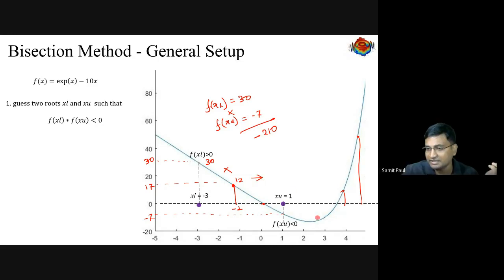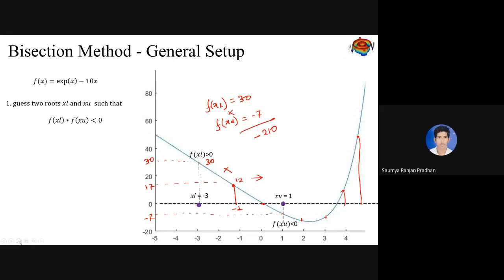Similarly, if you take here and here, both of them are negative, and the product will be positive. So what I am telling here is that if the product of function of XL and function of XU is negative, then only the limit XL and XU contains at least one root. Is it clear now? Yes, yes.